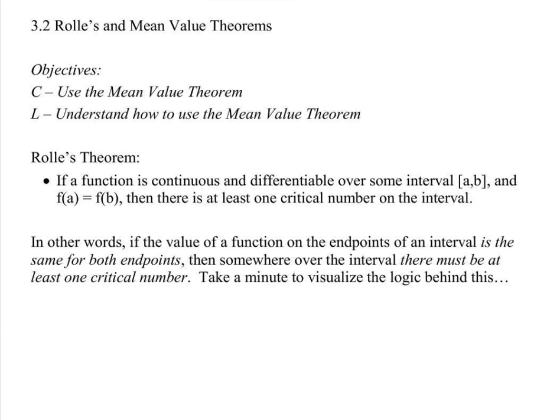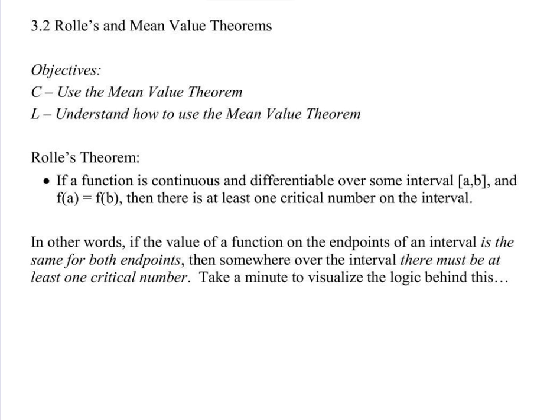Section 2 has two very unassuming theorems in them, but they're actually pretty important. And I'll just go on record as saying that these always pop up on the AP exam in one form or another. They're always there. Rolle's theorem is the first one we're going to learn, because Rolle's kind of leads to the mean value theorem, which is, in my opinion, a little bit more important, a little bit more useful, but you do need to know Rolle's as well.